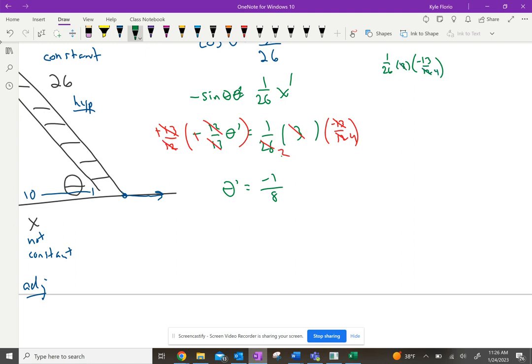Again, 3 over 12 just became 1 over 4. 13 over 26 became 1 over 2. So on the bottom, I have a 2 times 4, which is going to give me the 8. And then the 1 and the negative give me negative 1. So that's our answer, negative 1/8.